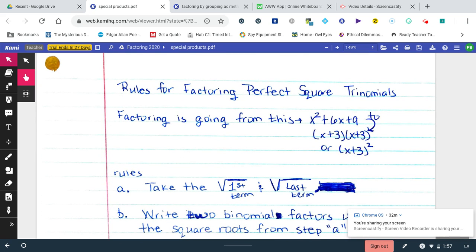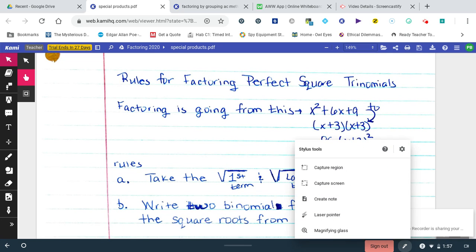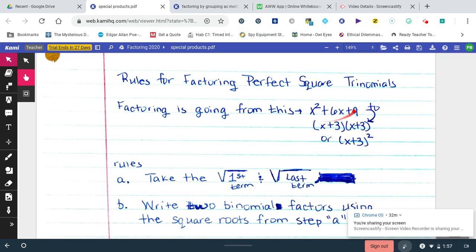Rules for factoring perfect square trinomials. All right, so factoring is going from this to this or to that, because if this is a perfect square trinomial, I multiply some binomial times itself. So I don't have to write it as x plus 3 times x plus 3. I could have written it as just x plus 3 squared. If you keep it as this, it'll be fine. Or if you write it as this, that'll be fine too, okay?